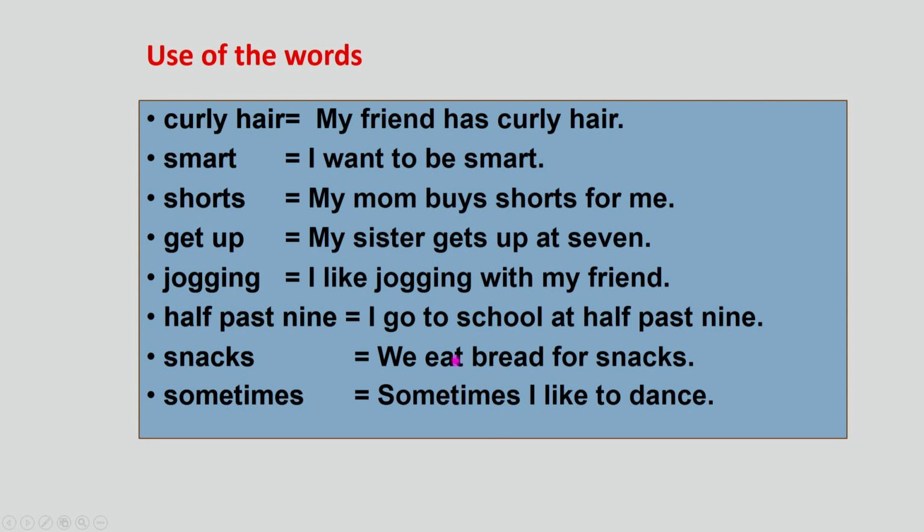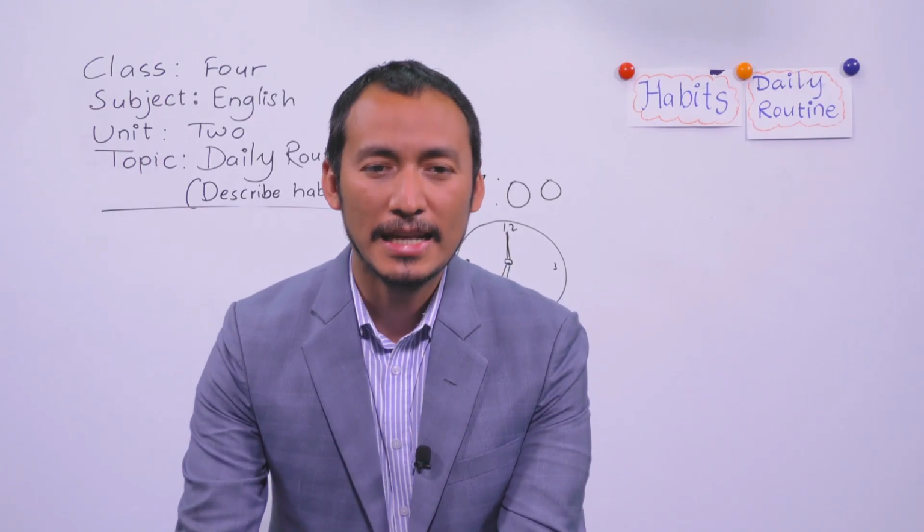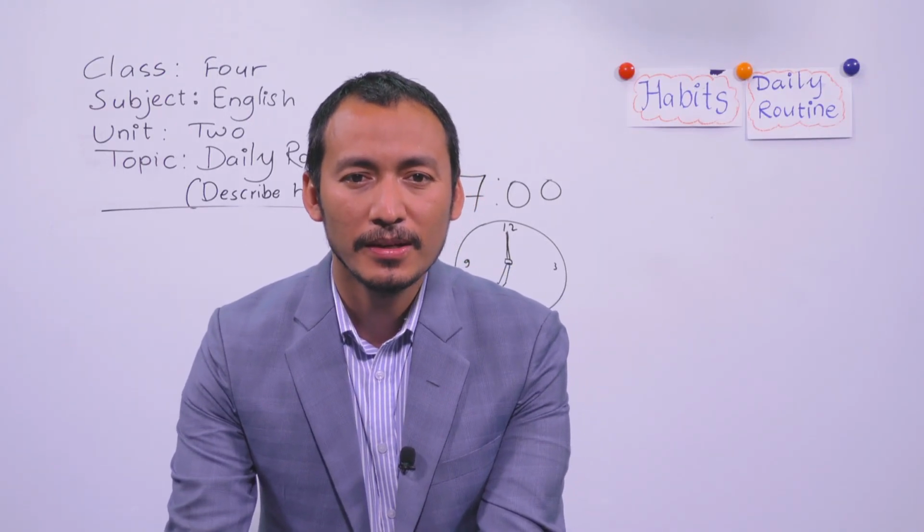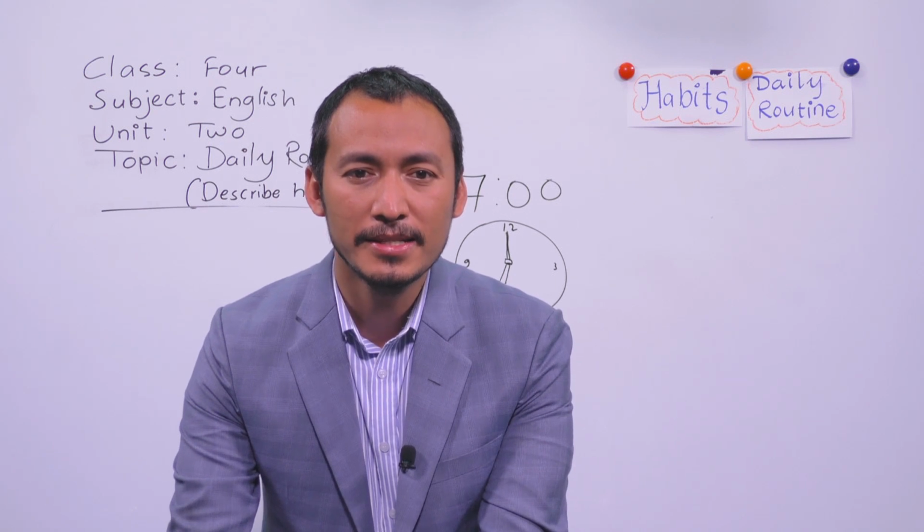So you can say sometimes. If you like dancing every day, then what can you say? You can say, I like to dance every day. If you don't dance every day, you can say sometimes. Sometimes means not every day, but often, or once a week, twice a week, or 3 times a week. Okay, let's go ahead with exercises.